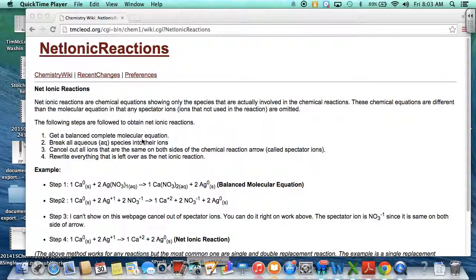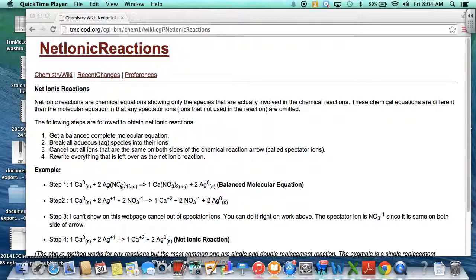So the first thing you do, like the step says, you need a balanced complete chemical reaction, which you see here. It's a single replacement reaction. Then in the second step, you simply take all the aqueous substances and break them up into their ions. All the other substances you just rewrite. So the first one is calcium, which is solid, so you can simply rewrite it. You don't have to put the zeros in. They'll be used in a later thing, or you can. Every element's charge, so to speak, is 0.